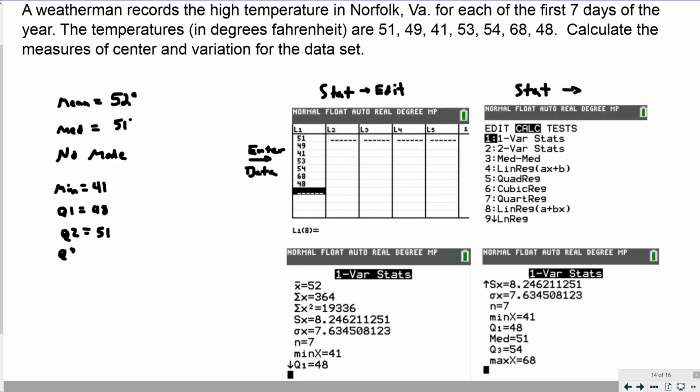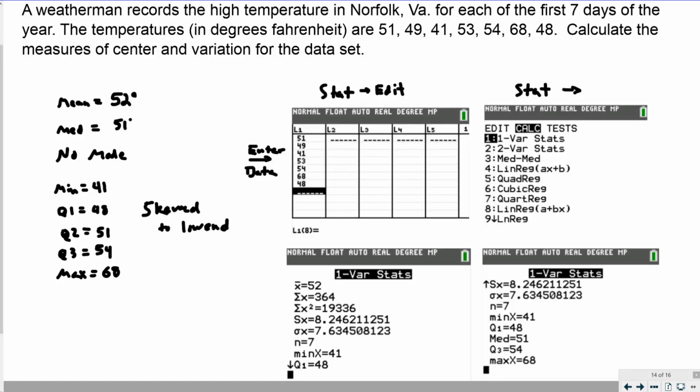Quartile 3 is 54, and then the maximum is 68. With the median and quartile 1 being so much closer together, I can see that the data is definitely skewed towards the lower end. So this I would definitely say is skewed to the low end.